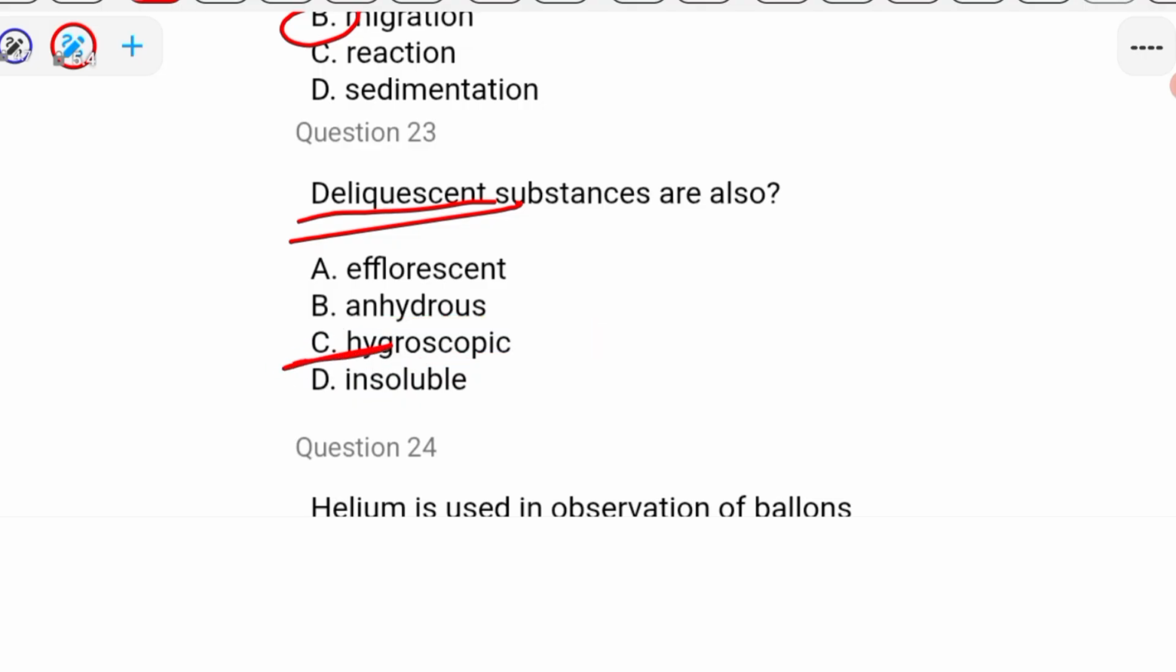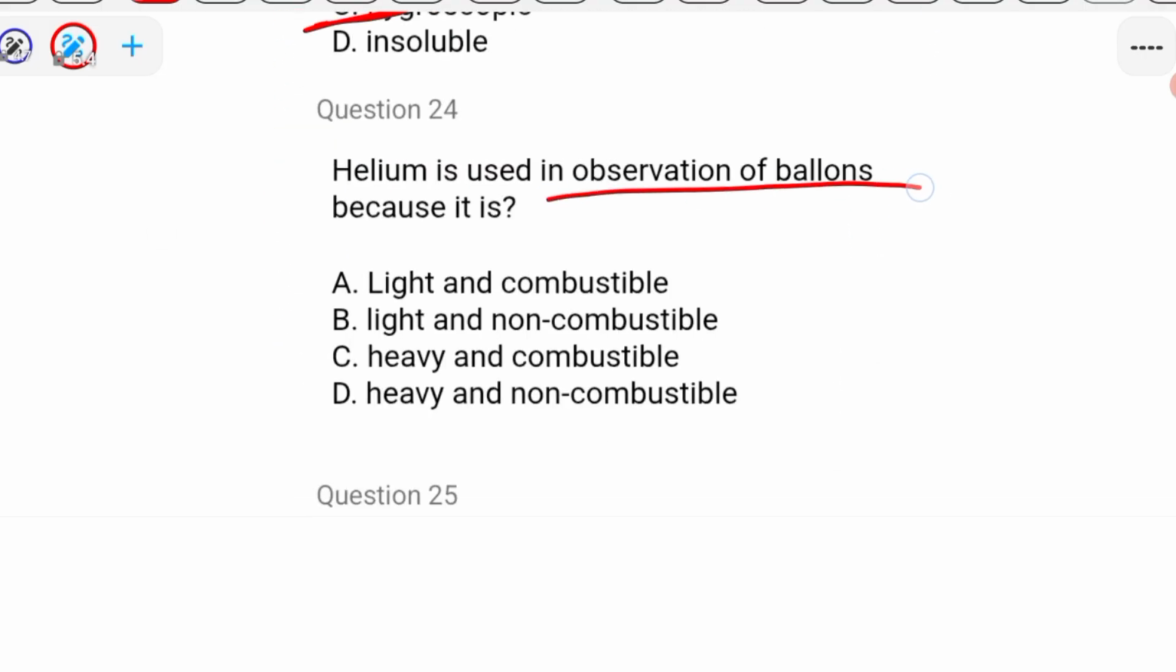Option C is legit. Helium is used in the inflation of balloons because it is... Formerly it was hydrogen that was used, but because hydrogen is combustible, it easily reacts with oxygen exothermically to release heat, and this heat can cause an explosion in the balloon, so they don't use hydrogen again. Helium is now being used because it is light and non-combustible. Don't forget that helium is a noble gas, so it does not react easily. So it is light and non-combustible. That is why the answer is B.